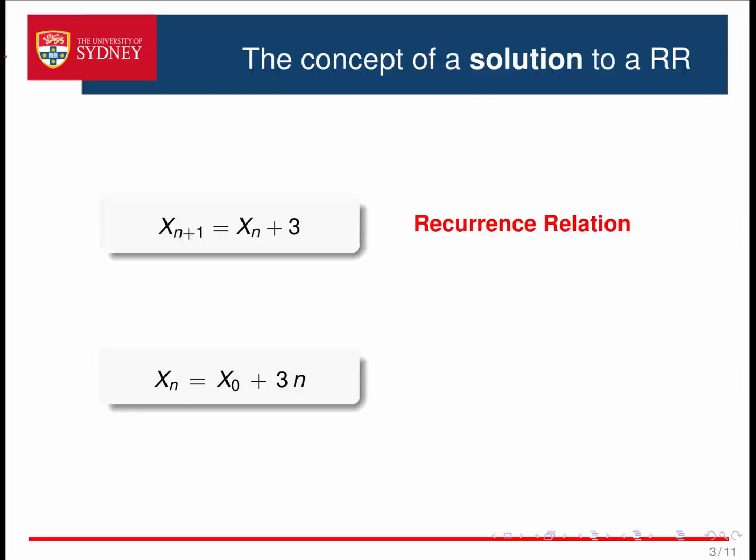For this reason, we give these two different formulae different names. Because we have to keep recursively using the first formula to find any club membership, we call this equation a recurrence relation.